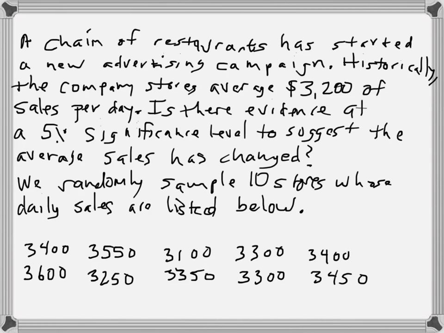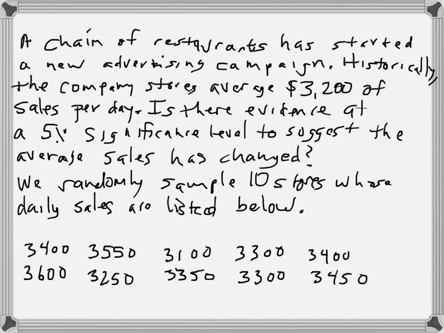Okay, so a chain of restaurants has started a new advertising campaign. Historically, the company's stores average $3,200 of sales per day. Is there evidence at a 5% significance level to suggest that the average sales has changed? We randomly sampled 10 stores where the daily sales are listed below. So we have 3,400, 3,550, 3,100, 3,300, 3,400, 3,600, 3,250, 3,350, 3,300, and $3,450.